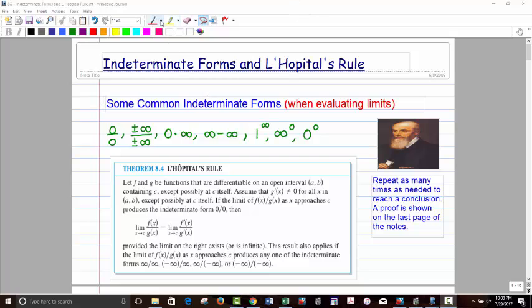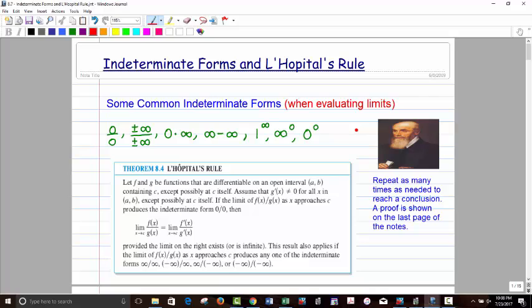Now, common indeterminate forms when we're evaluating limits are when you get something like 0 divided by 0, either plus or minus infinity over plus or minus infinity, either one of them, 0 times infinity, infinity minus infinity, 1 to the infinity, infinity raised to the 0, and 0 to the 0.